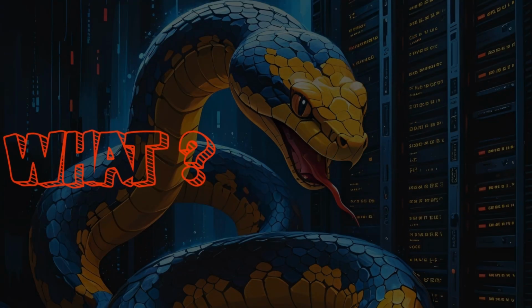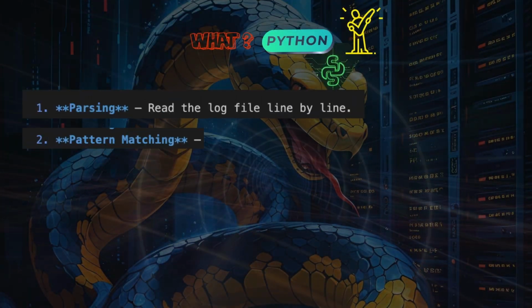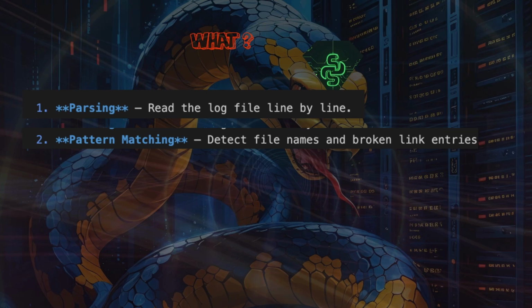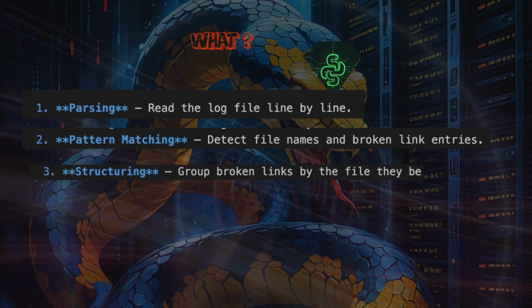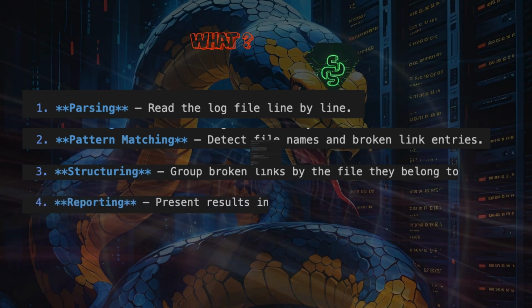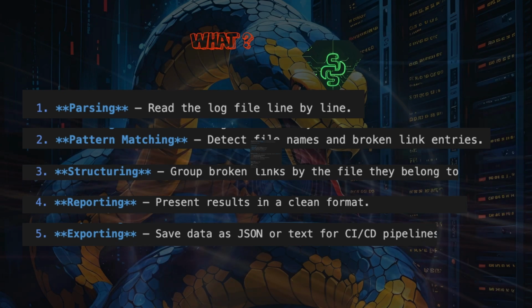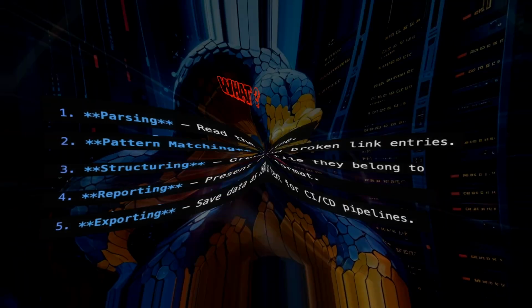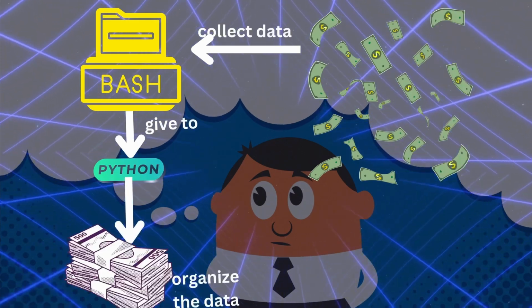What will Python do? First, it will parse. It will read the log file line by line. Second, it will do pattern matching, detecting file names and broken link entities. Third, structuring. It will group broken links by the file they belong to, and then reporting. It presents the result in a clean format, and exporting. Save the data as JSON, text or CSV format as we need it for the CI/CD pipeline. Think of it this way: Bash collects and Python organizes.